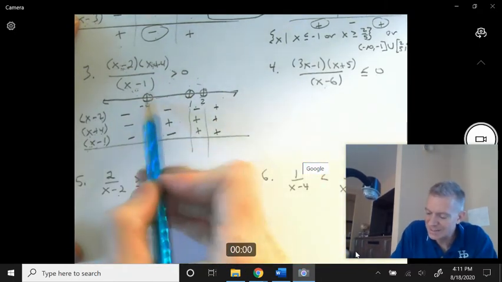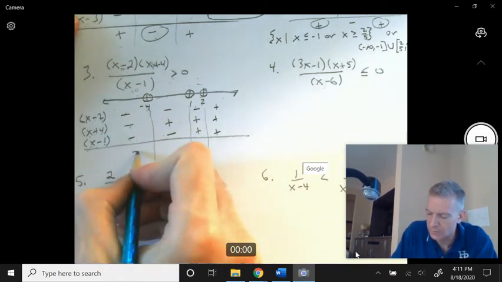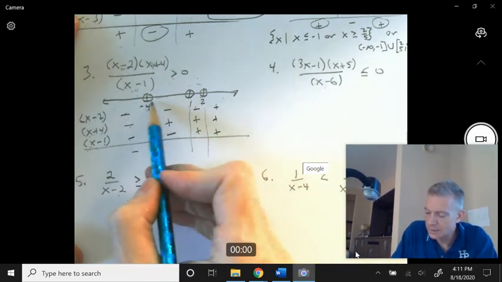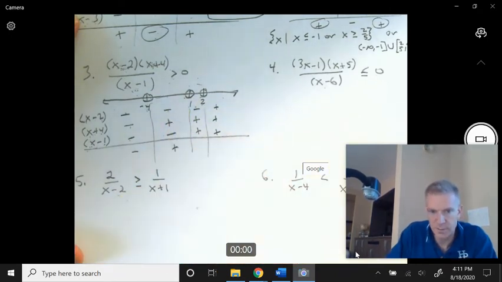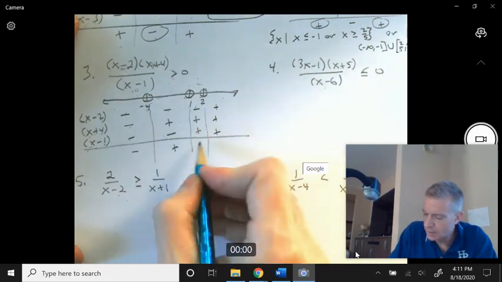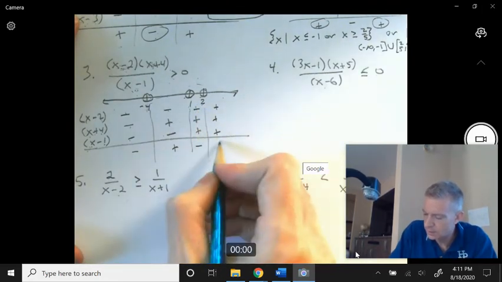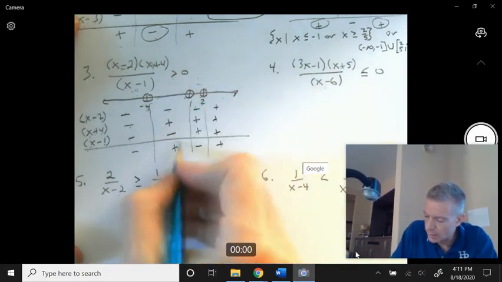Okay, so when x is less than -4, we've got 3 negatives, which gives you a negative value. When x is in this interval, we've got 2 negatives and a positive, which gives you a positive. This interval, 1 negative, 2 positives, we get a negative, and all 3 positives give you a positive. We want greater than 0, so we want the positives.